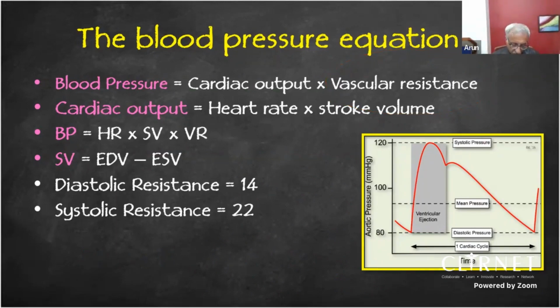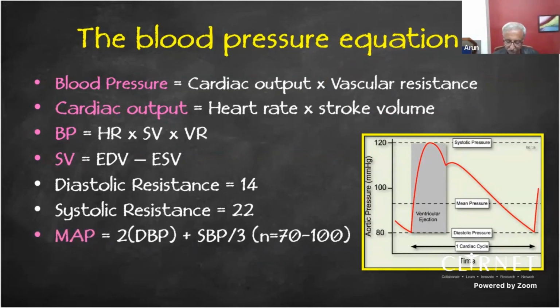Okay. Now coming on to the next, your mean arterial pressure. Mean arterial pressure means the mean of the systolic pressure and the diastolic pressure. This mean arterial pressure is somewhere in between, no? And how do we calculate it? We multiply diastolic blood pressure by 2, add the systolic blood pressure, and divide by 3. So this total divided by 3 comes to be the mean arterial pressure.